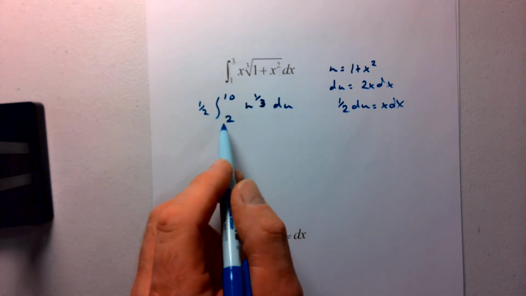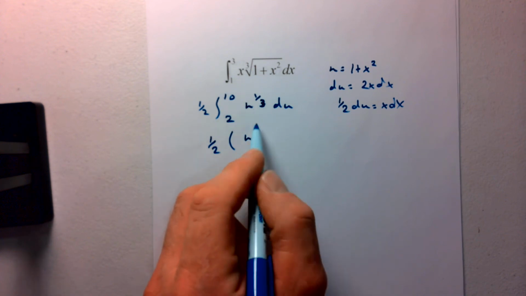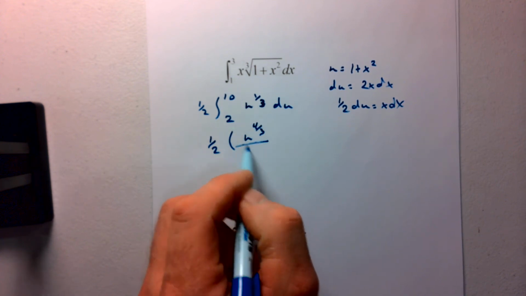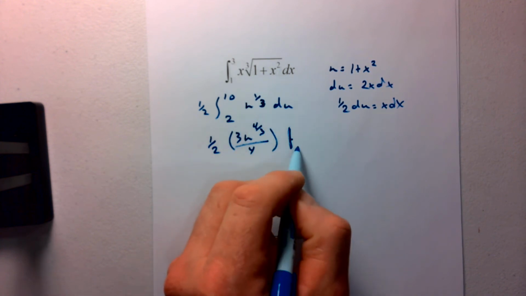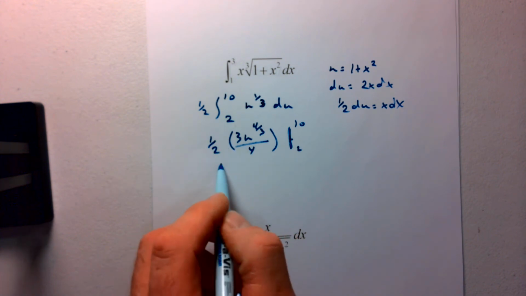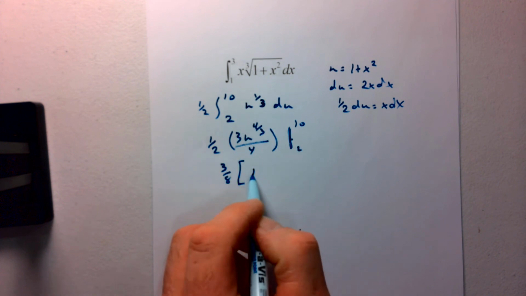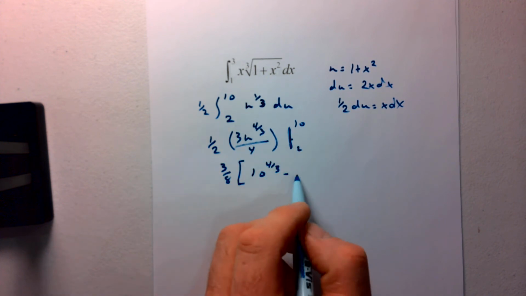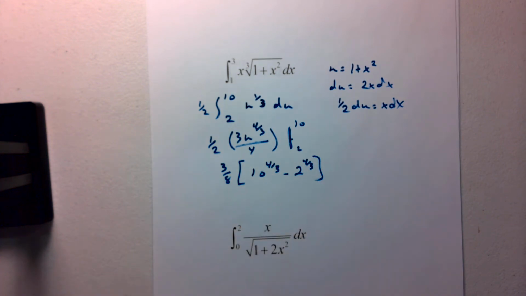So we have then 1/2. U to the 1/3 is going to integrate to u to the 4/3 over 4/3, which gives us 3/4. And we're going from 2 to 10. We can clean that up just a little bit. We have 3/8. And we're going to multiply that by plugging in our 10. We have 10 to the 4/3 minus 2 to the 4/3. I have no idea what 10 to the 4/3 is or 2 to the 4/3 is. Doesn't matter. That's going to be our answer.